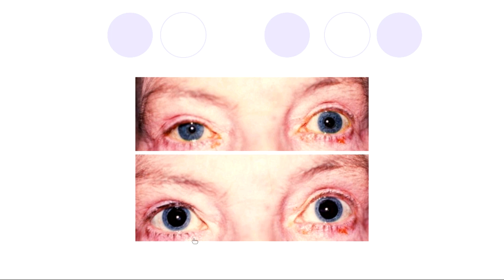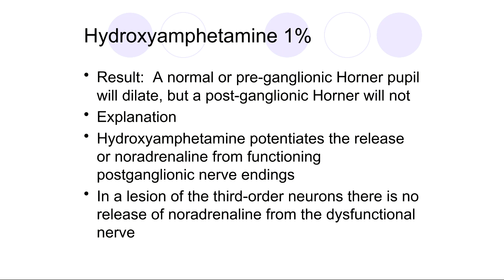So in this case, can anyone hazard a guess as to what happened here? The cocaine test is up top, confirming your Horner's, but your next test is your hydroxyamphetamine, and both pupils are now large. Can anyone guess and tell me what happened here? Where's the lesion?